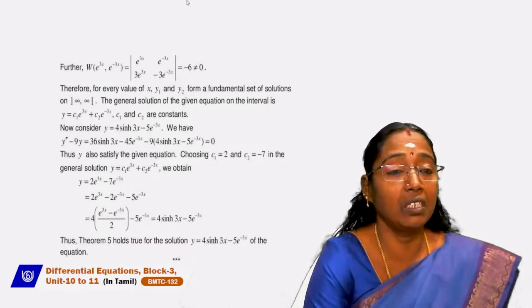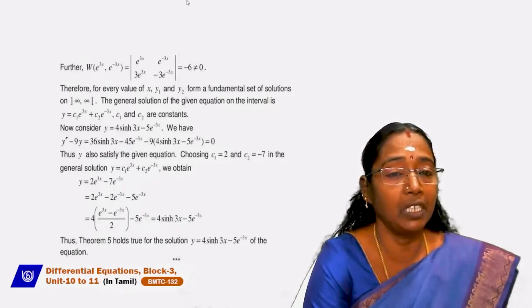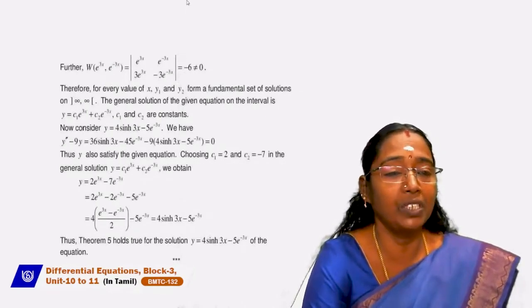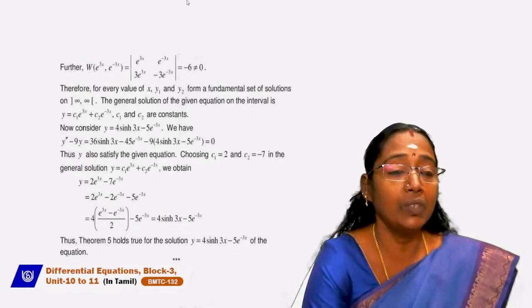Further, you have to find the Wronskian of the given functions, namely e power 3x, e power minus 3x. You have to find the determinant. First row will be e power 3x, e power minus 3x. Second row will be the derivative of the first row, that is 3 into e power 3x, minus 3 into e power minus 3x. This determinant will be equivalent to minus 6 minus 6. Again, this is non-zero. Therefore, for every value of x, the given functions, namely y1 and y2, are a fundamental set of solutions on the given interval. The general solution of the given equation on this interval is y equal to c1 e power 3x plus c2 e power minus 3x, where c1 and c2 are constants.